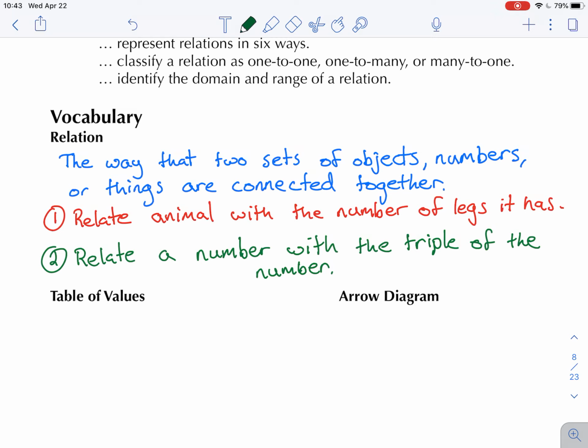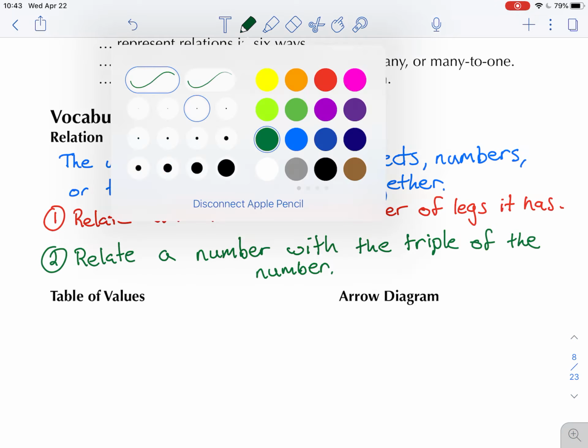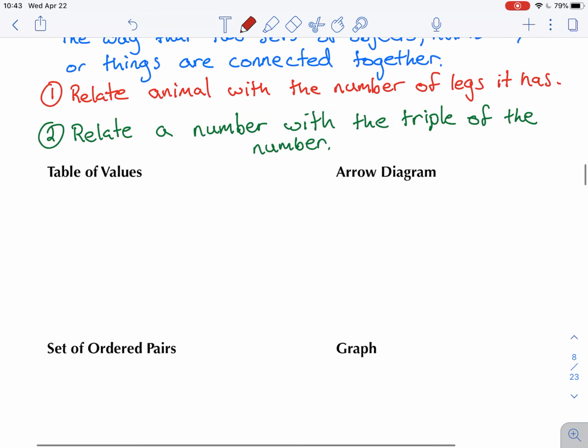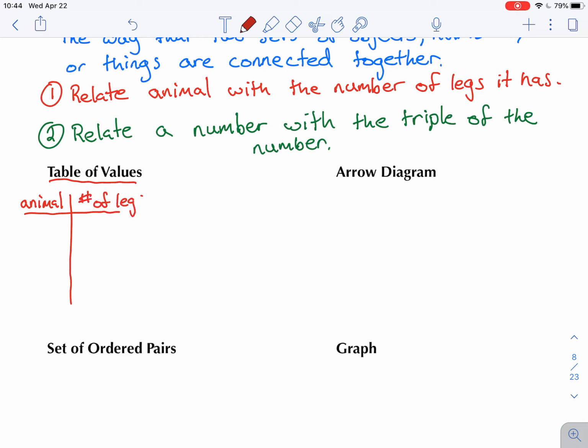All right, so let's take a look at number 1, that first relation. We're relating animals with the number of legs it has. We're going to represent that relation in 6 ways, and then we'll do the same thing with number 2. So our first way is a table of values. This is a t-chart. So on one side, I'm going to write animal. The other side, number of legs.